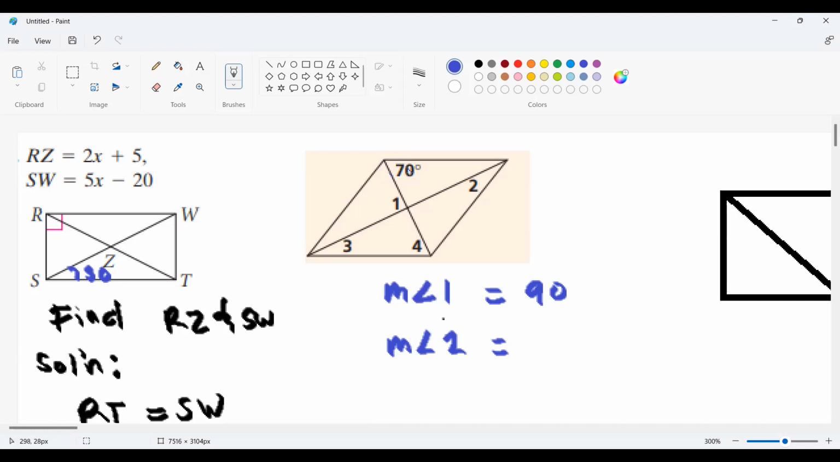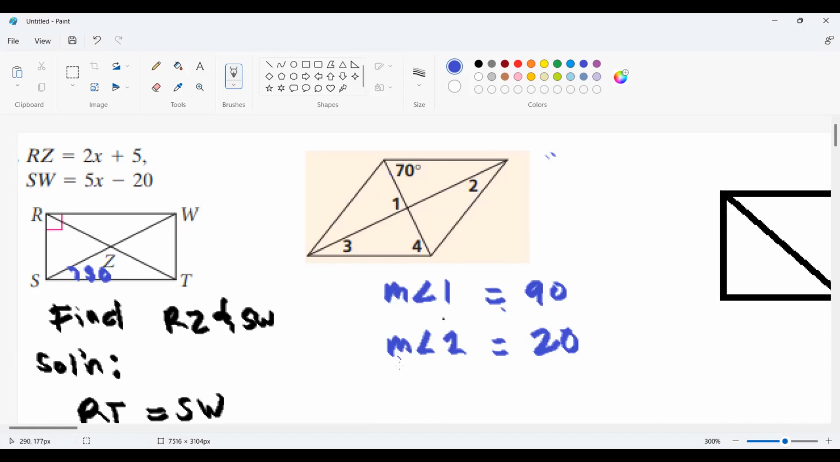And if you apply another property of parallelogram, which states that consecutive angles of parallelograms are supplementary, if this is 140, what's the supplement? What are we going to add with 140 to make it 180? It's 40, right? So the whole thing here is 40. You divide that by 2, therefore the degree measure of angle 2 is 20, right?